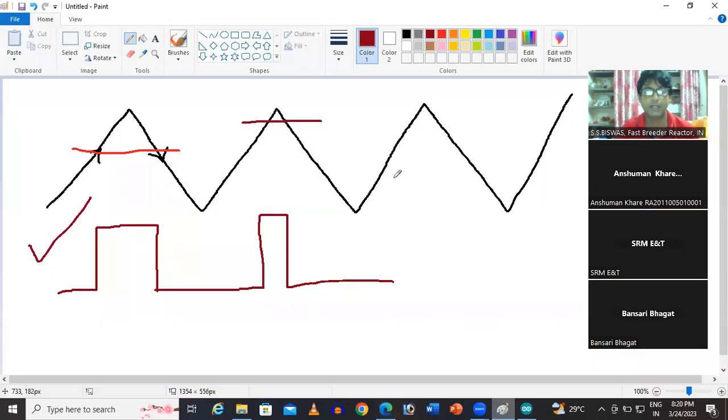What does that mean? Say now my output compare register is somewhere here. So what will happen? How is the pulse? This is up counting. What I told? Up counting is clear.